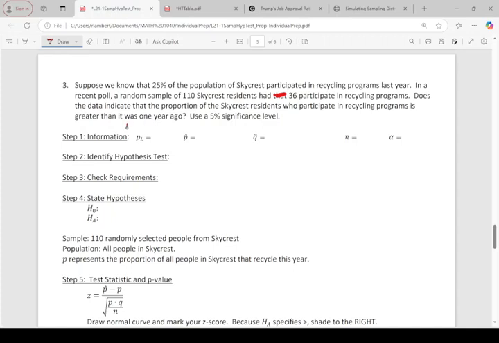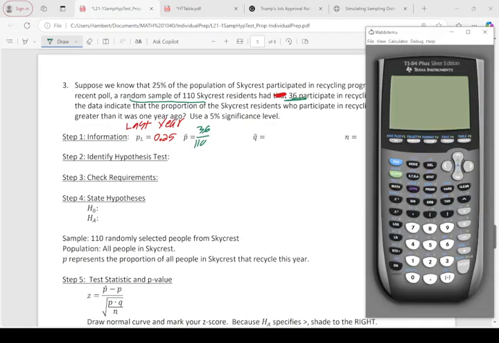So here, just to help us out, we're going to put last year's proportion with the L. So 25% last year did recycling, and we're treating that as the population proportion of Skycrest residents that did recycle last year. This year, we've done a sample of 110 and 36 do recycling. So 36 out of 110 do recycling, which is 0.327.